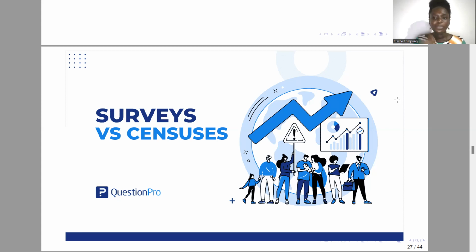However, for a survey, the sample that you select from your population is your focus. So you take information from every member of your sample, and they are the people that you focus on in your study.